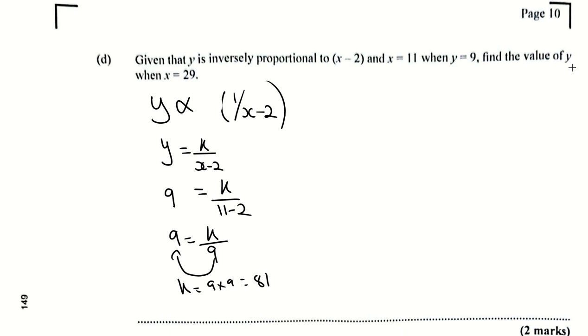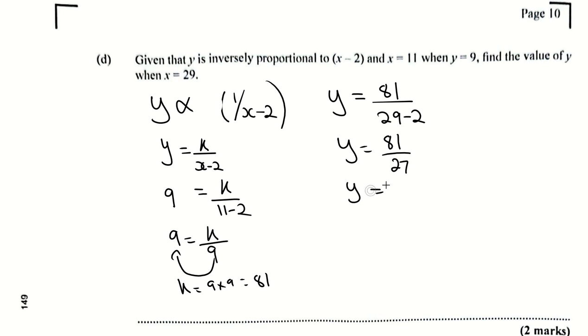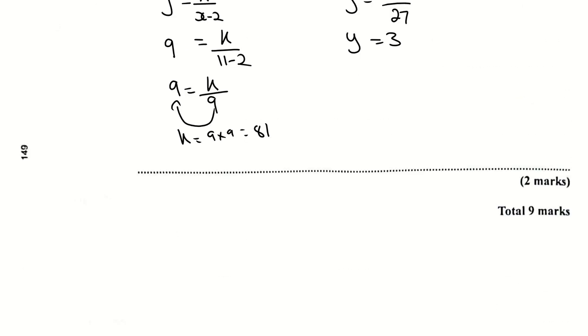Right, they say find the value of y when x is 29. So y is equal to 81 over x minus 2, which is 29 minus 2. So y will be 81 divided by 27, which is equal to 3. So y is equal to 3. And that is how you would do this question. Right? And that is the end of January 2025 number 2.